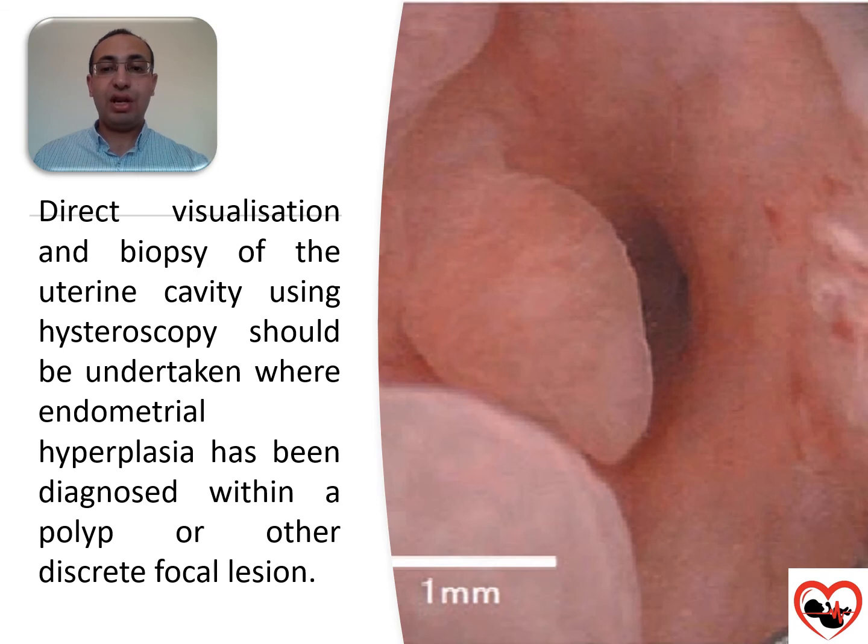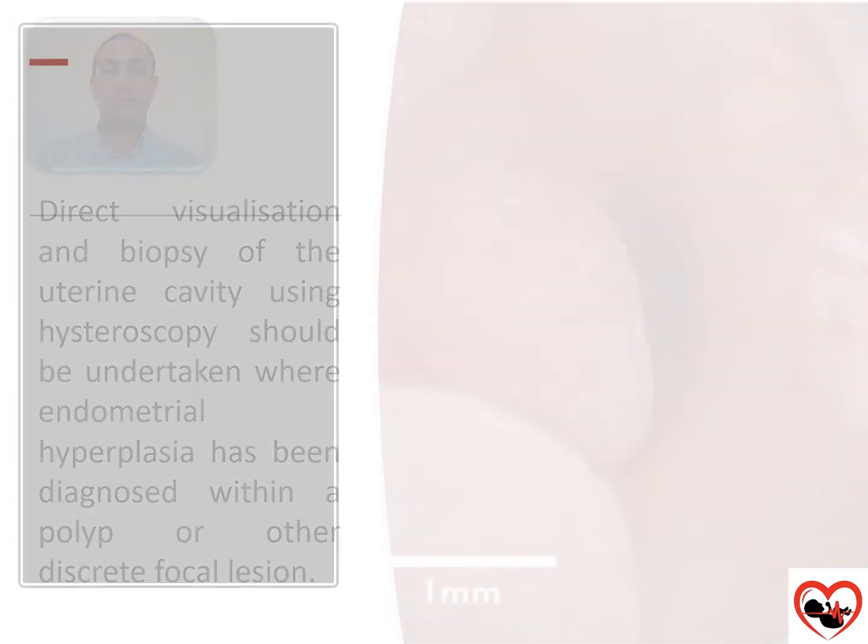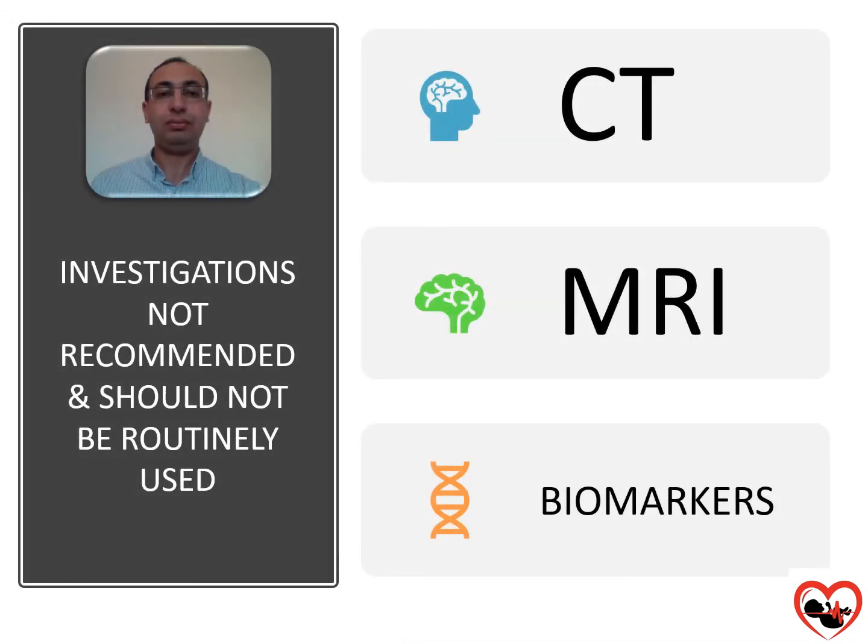Direct visualization and biopsy of the uterine cavity using hysteroscopy should be undertaken where endometrial hyperplasia has been diagnosed within a polyp or other discrete focal lesion. These investigations are not recommended and should not be routinely used. They include CT, MRI, and biomarkers.